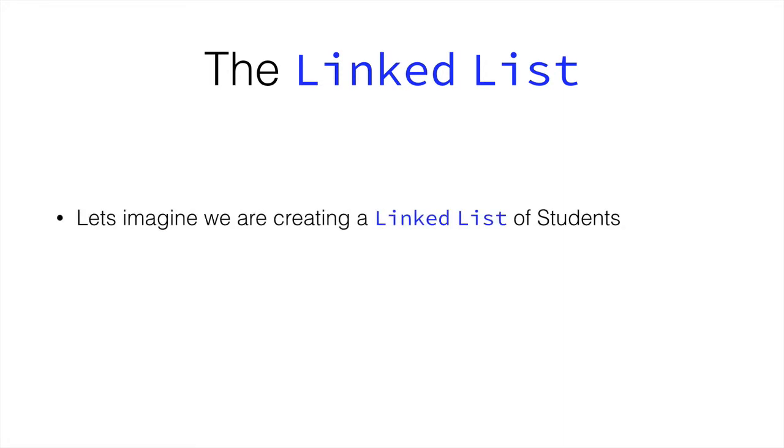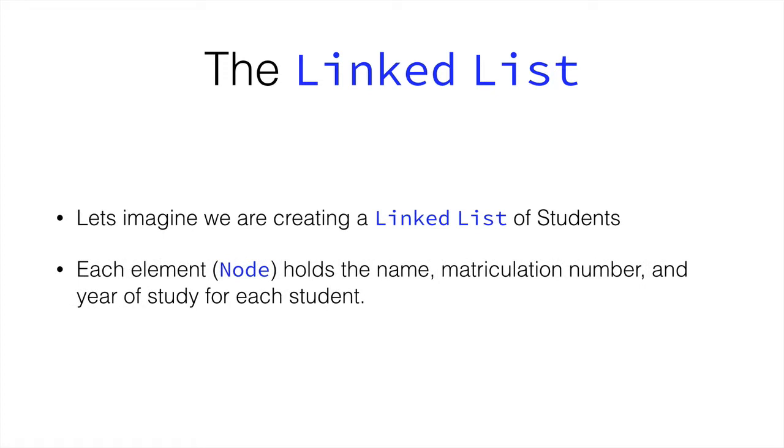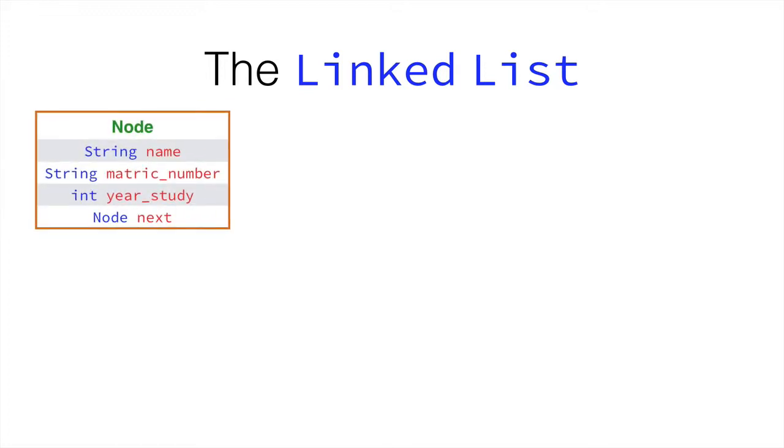Let's imagine we're creating a linked list of students where each of the elements holds name, matriculation number, and year of study for each student. Just like so. So we have the name and matriculation number as two strings, and then the year of study as an integer, and finally we have a next node. You might have noticed that the class name, which is node and in green at the top, is the same data type as the next variable. So indeed, the next variable that is here is of type node, just like the node itself. We'll see how this works when we're programming.